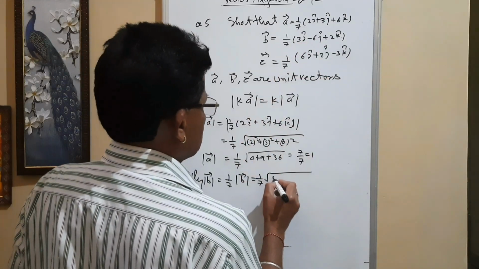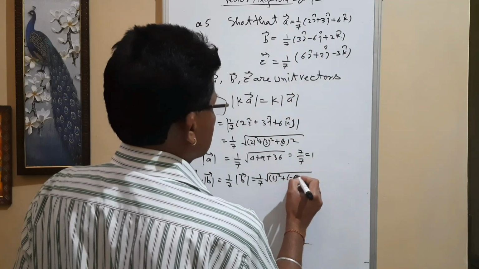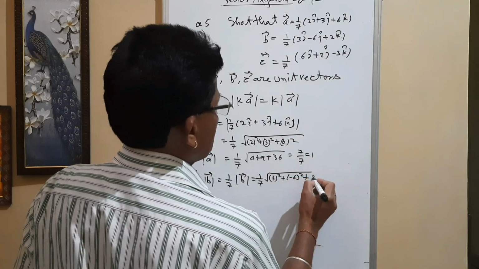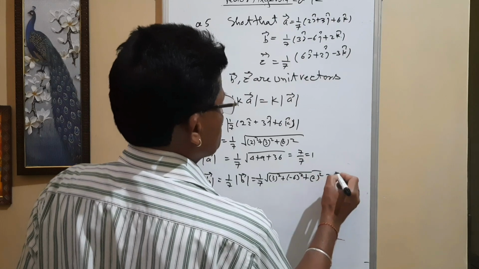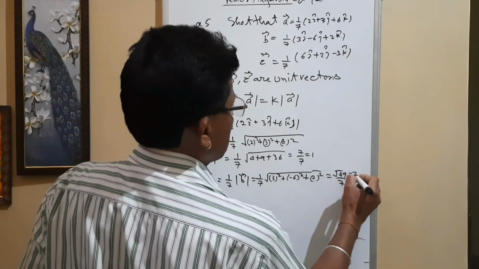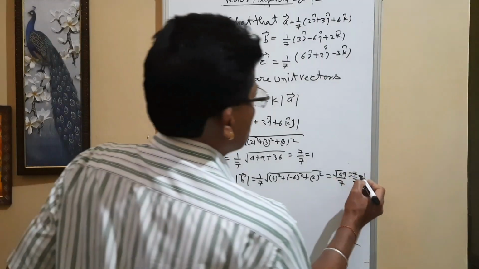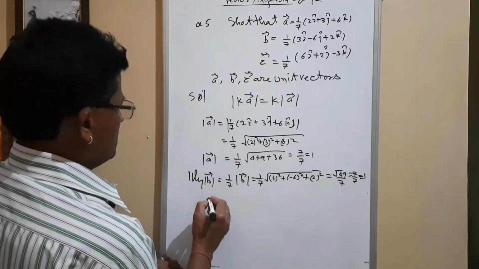Similarly, you will have to write the sum of the squares of the scalar components: minus 6 squared plus 2 squared. It will also be 49 by 7, that is 7 by 7. It will also be 1. That is why B is also a unit vector.